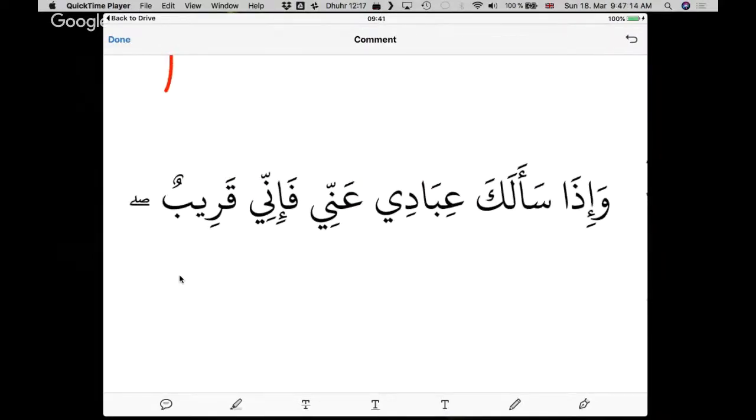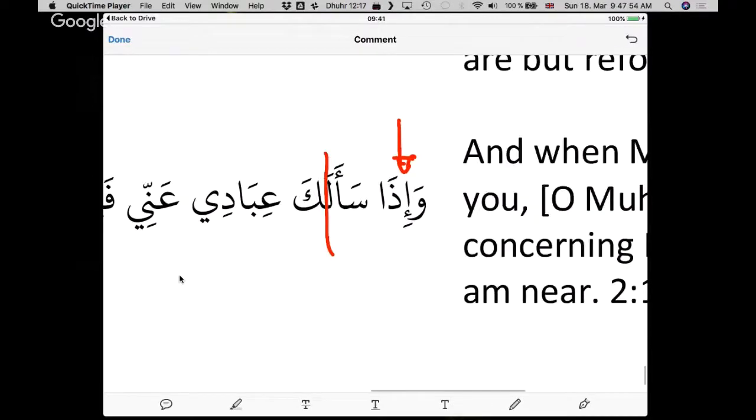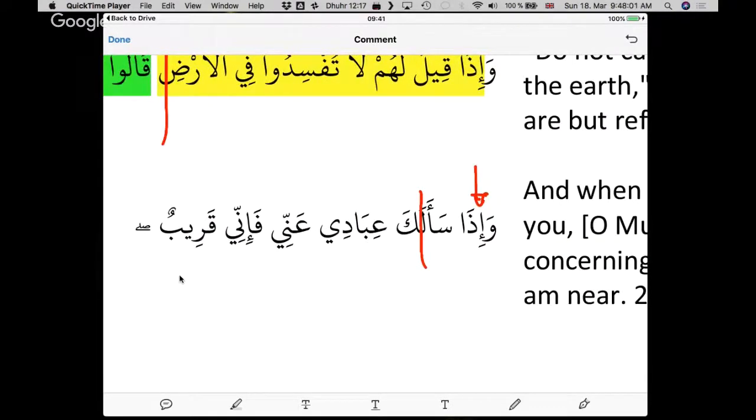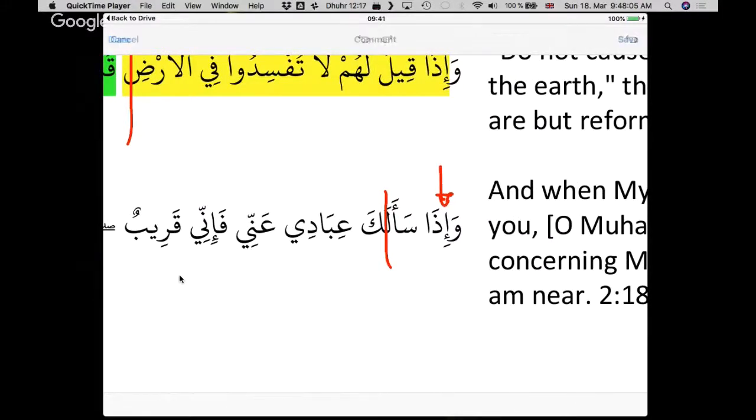وَإِذَا, we found another إِذَا. وَإِذَا سَأَلَكَ عِبَادِي أَنِّي. Now we know إِذَا is used with a past tense. So sa'ala is a past tense fi'l. He asked, to question, to ask. And ibadi is an outside doer. Sa'ala is a huwa form, so it becomes an outside doer. So when my servants ask you, O Muhammad, concerning me, about me, this is where the condition ends. This is the condition.